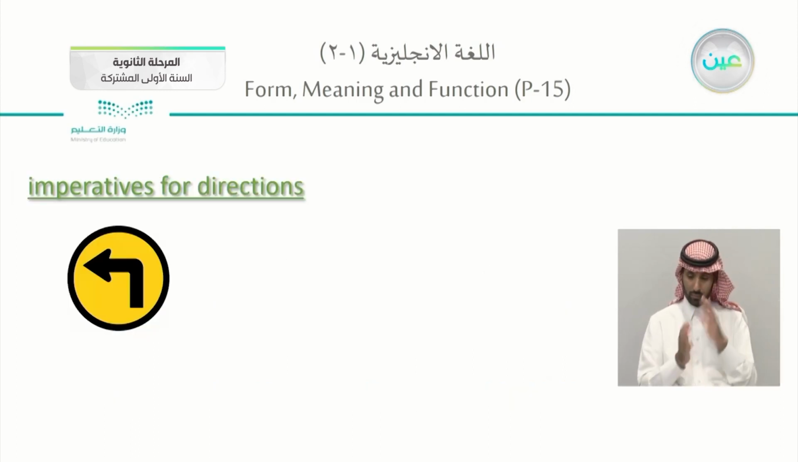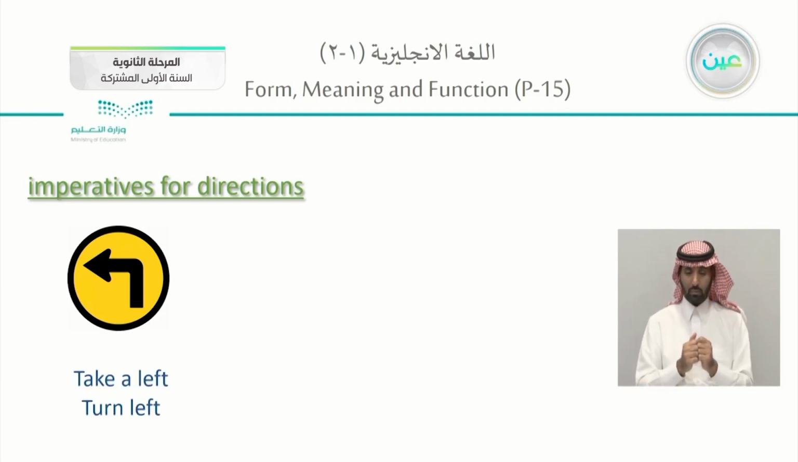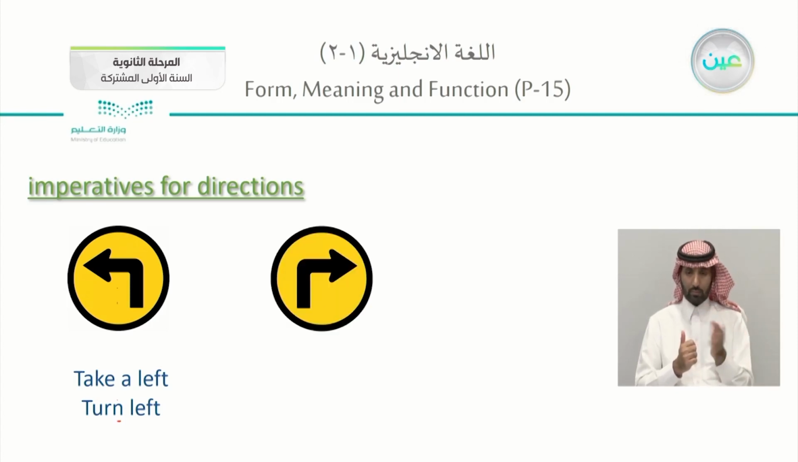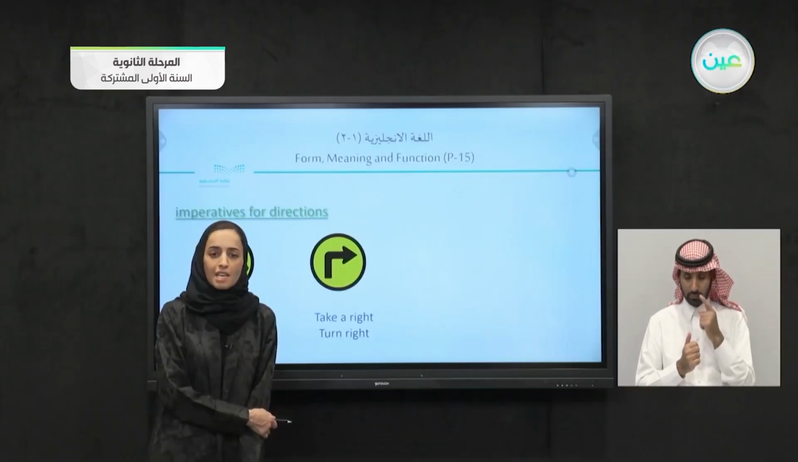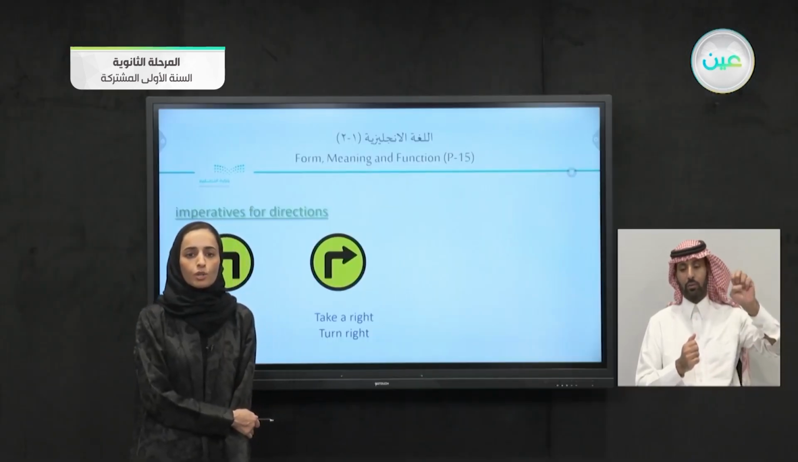In your books, we have the imperatives for directions. On page 15, we have the first one in here. What is the meaning of this imperative? What is the imperative verb that we can use? It will be take a left or turn left. Notice we have take and also turn. Take and turn. And the side is actually left. How about the second one? The opposite, not left, we're speaking about the right. So take a right, turn right. Notice we're using take, do, and turn, do.